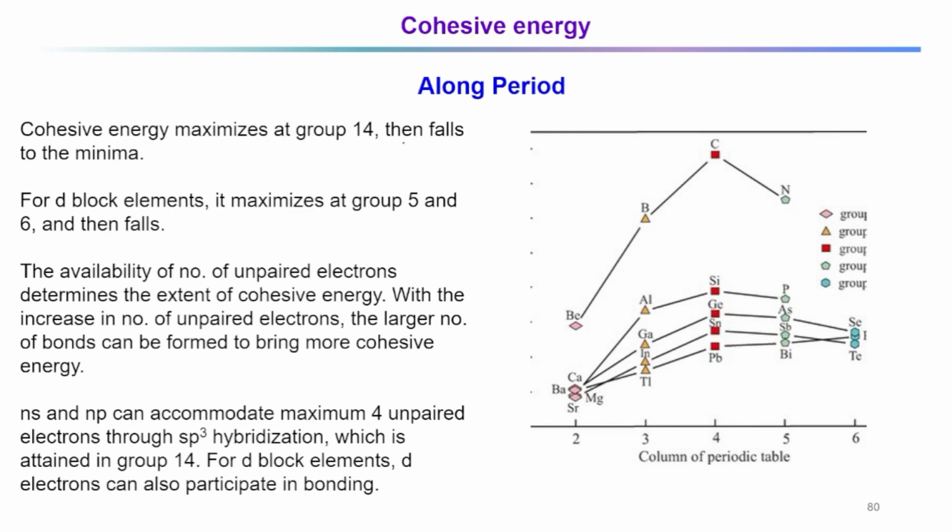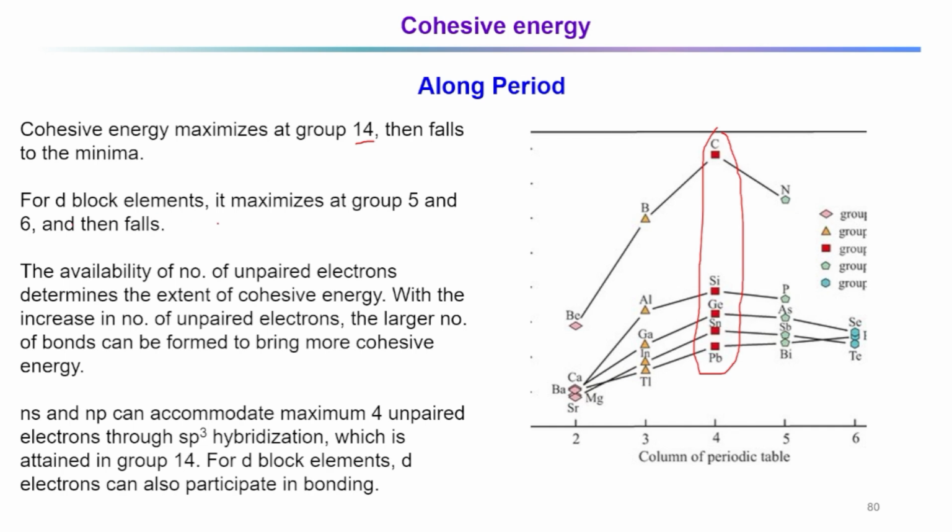We will see first the trend of cohesive energy along a period. Cohesive energy maximizes at group 14, then falls to the minima. So these are the group 14 elements. If you go along a period, for example, beryllium, boron, carbon, nitrogen, the group 14 elements have higher cohesive energies. And then again it is falling down.